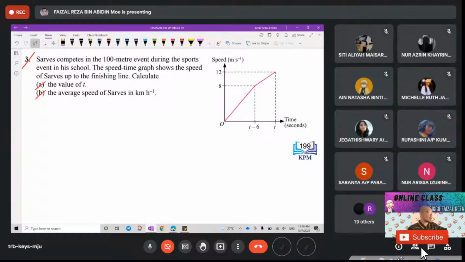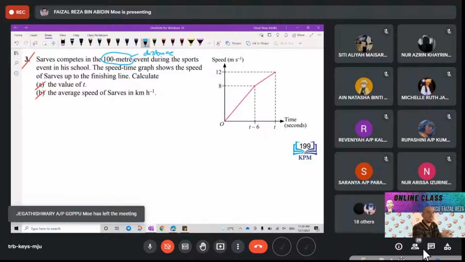Okay, Savez competes in the 100 meter event during the sports event in his school. The speed-time graph shows the speed of Savez up to the finishing line. Calculate the value of t. Okay, so we have the distance given already.